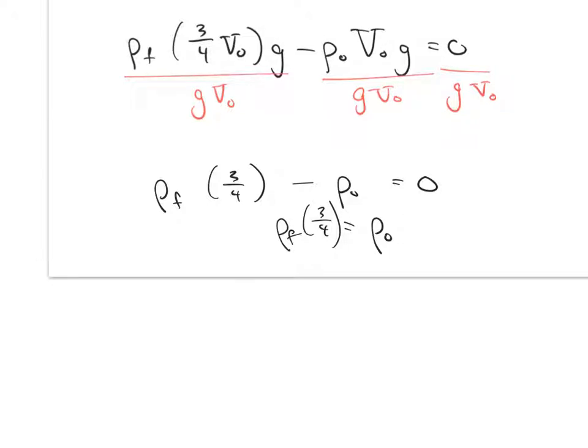So if we're looking for a number, by the way, water was 1,000. So this is going to be 3/4 of 1,000. The density of water is 1,000. So this would be 750 for the soap.